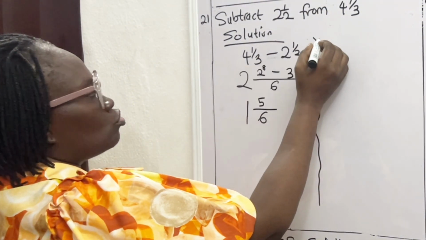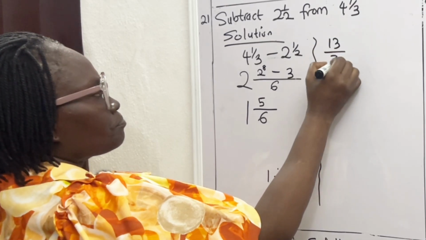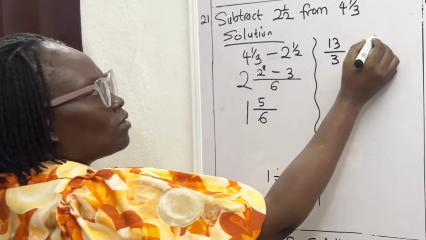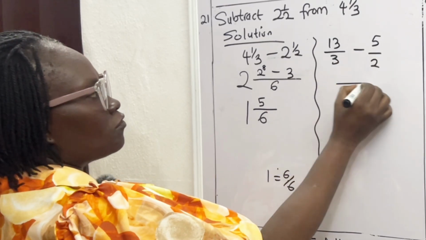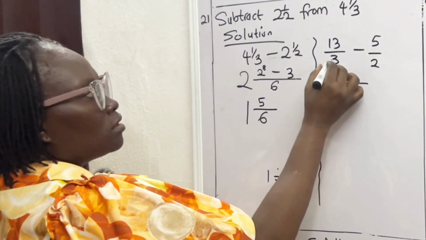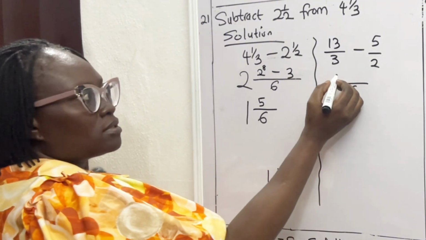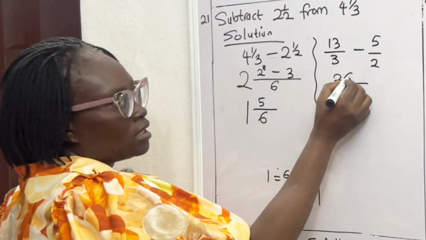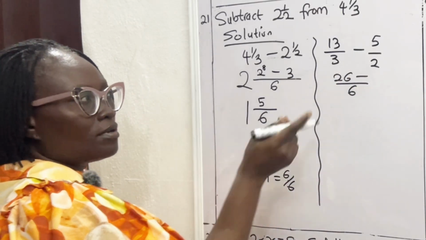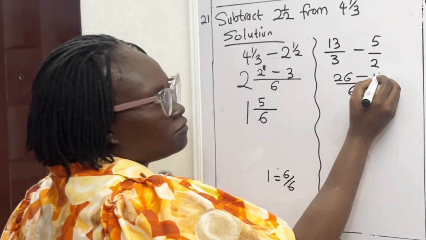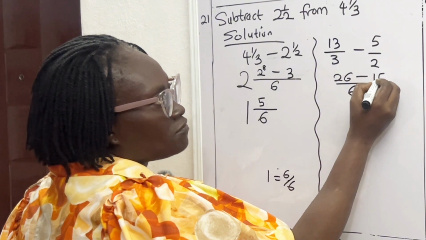3 times 4 is 12. 12 plus 1 is 13. Then 2 times 2, 4 plus 1, 5 over 2. Then you find the LCM, which is 6. 3 in 6 is 2. 2 times 13 is what? 26. 2 in 6 is 3. 3 times 5 is what? 15. 3 times 5 is 15.